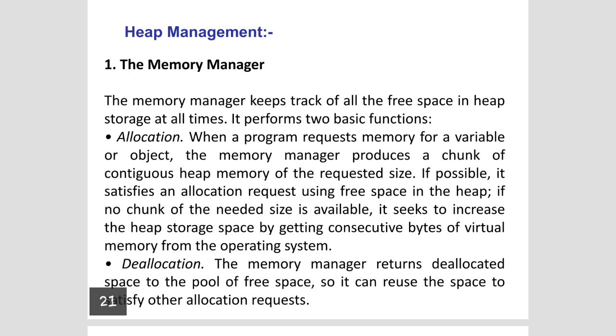Allocation: when a program requests memory for a variable or object, the memory manager produces a chunk of contiguous heap memory of the requested size. If possible, it satisfies an allocation request using free space in the heap. If no chunk of the needed size is available, it seeks to increase the heap storage space by getting consecutive bytes of virtual memory from the operating system. This task is performed in the background by the operating system.